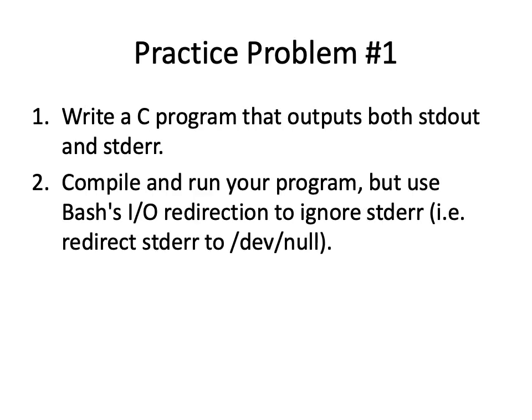For the first of two practice problems, write a C program that outputs both standard out and standard error. You did this in lab number 7, so you could just reuse that program. For the second part, compile and run the program, but use bash's IO redirection to ignore standard error. To do that, redirect standard error to /dev/null. That way, your standard error will be obliterated by the black hole that is /dev/null, and only standard out will print to the screen.